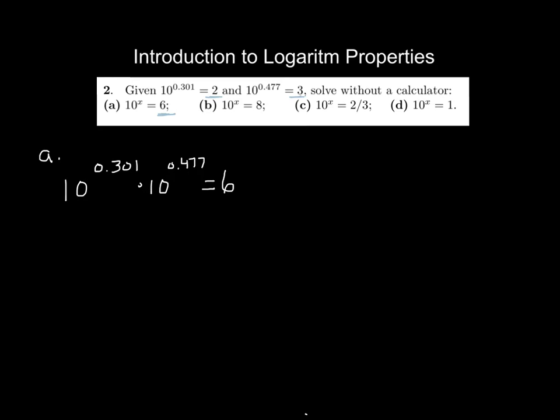See, I wouldn't have thought to do that. Wait, why? Because 2 times 3 is 6, and these equal 2 and 3, so together they equal 6. So when you multiply these, what do you do to these exponents? You add them. So you'd have 10 to the 0.778 equals 6. So what does x equal? 0.778.